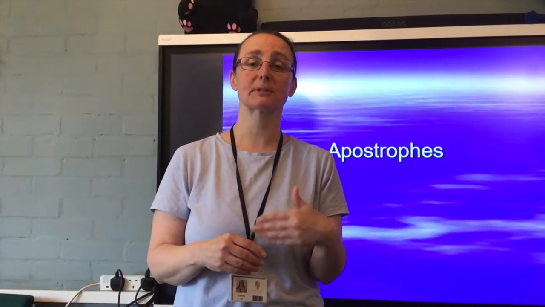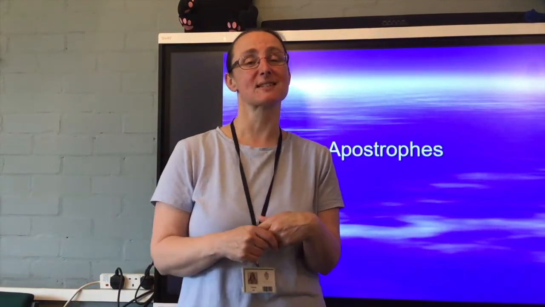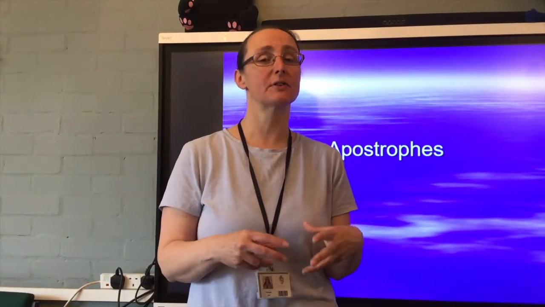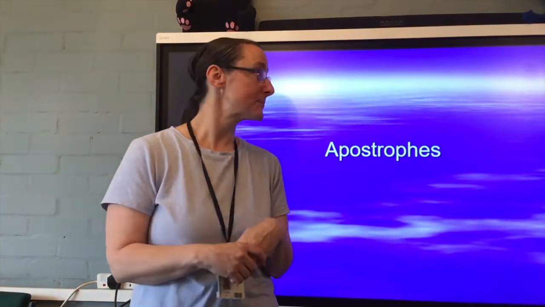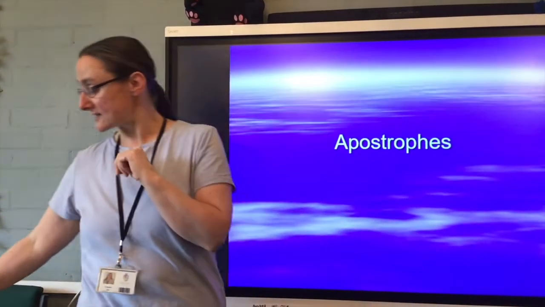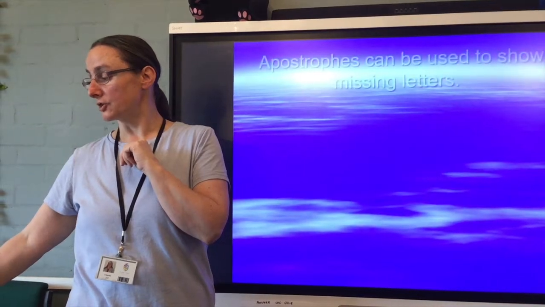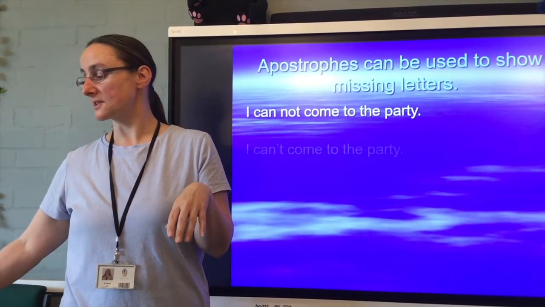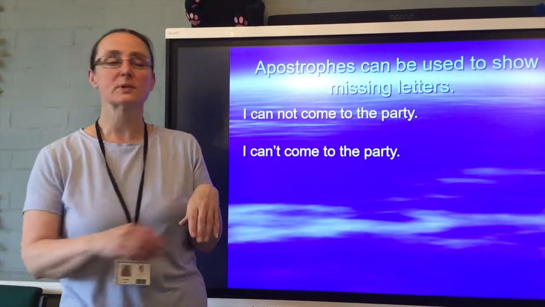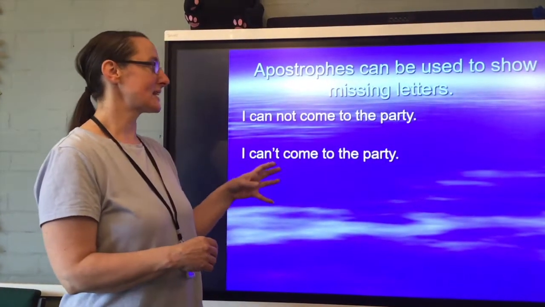And one of the key punctuation elements we're going to be looking at is using apostrophes, because this is something that children quite often get confused with. So we are going to be concentrating on this a fair bit. There are two key ways that apostrophes are used. The first one the children have already done quite a bit of work on, and that is when apostrophes can be used to show missing letters.